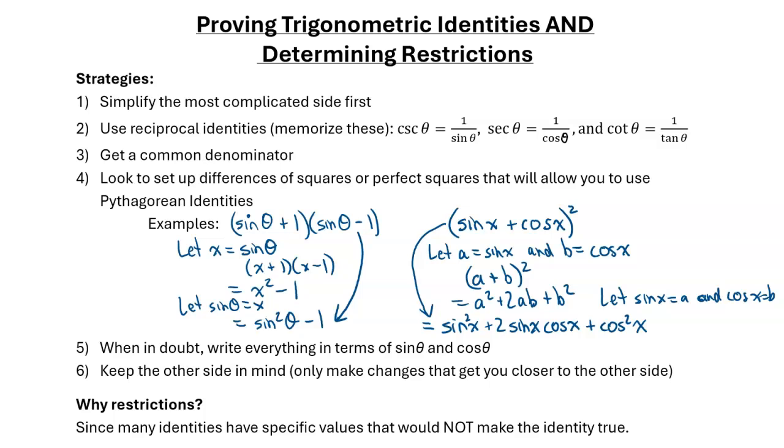Now, a lot of YouTube videos on this topic only cover the proofs, but they don't determine the restrictions. And so why am I determining restrictions as well here? Well, that's because many identities have a specific value that would not make the identity true. And so it's important that we have that restriction on those identities. And so we'll do those after each identity. Here we go.